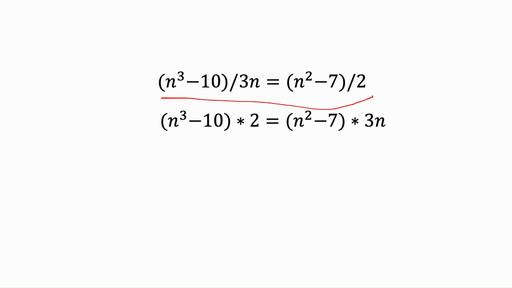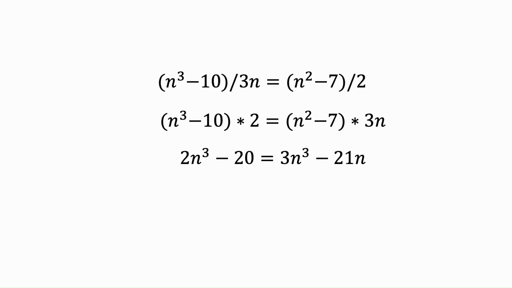Now we can multiply both sides of the equation by 3n and 2. So we're going to have this one. And then we can multiply 2 on these parentheses and 3n on these parentheses. So we're going to have these two. So now we can take all parts to the same side. Now we have an equation to solve, which is to the power 3, which is difficult to solve. And we don't know the answer to it.